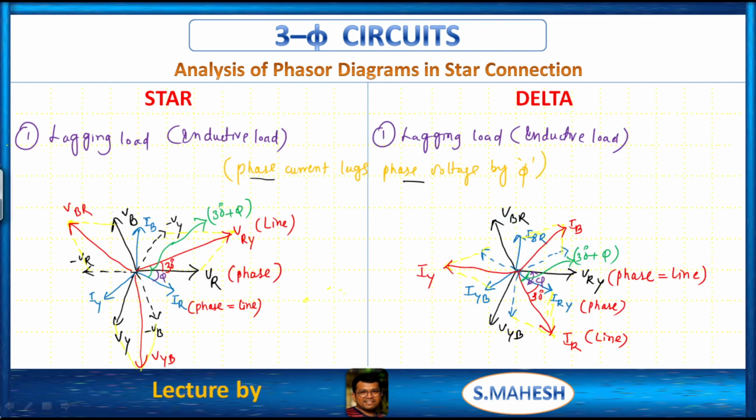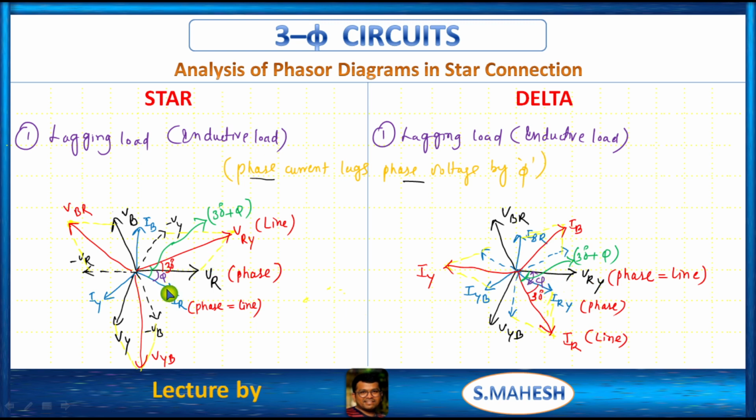See, with respect to lagging load, here I am explaining once again. First you have to draw phase voltage in case of star as well as delta. Then after that you have to check the load. Here it is a lagging load. Therefore phase current lags phase voltage by phi. In case of star, IR is the phase current. In case of delta, IRY is nothing but phase current. Just draw this phase current lagging the phase voltage by phi. The angle between IR and VR is phi. Like that, the angle between IRY and VRY is phi.